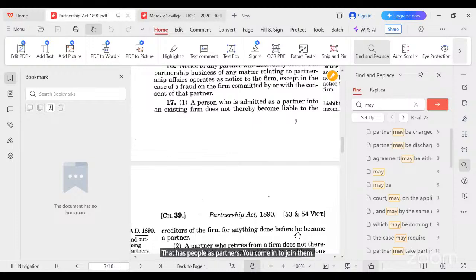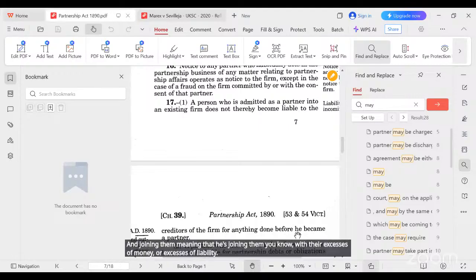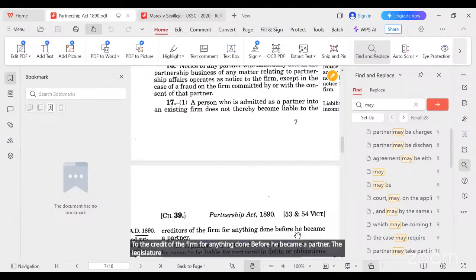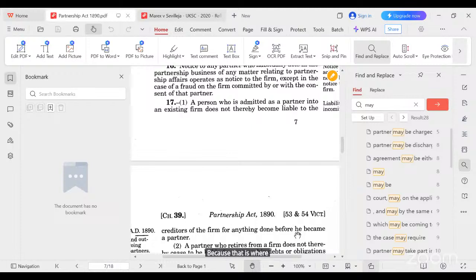And joining them means joining them with their excesses of money or excesses of liability. But this law is saying that that person does not thereby become liable to the creditor of the firm for anything done before he became a partner. The legislature has put him into a protective yard so that they cannot abuse him, because that is where abuse comes. They cannot force anything down his throat. He's protected. So to that extent, it's mandatory.